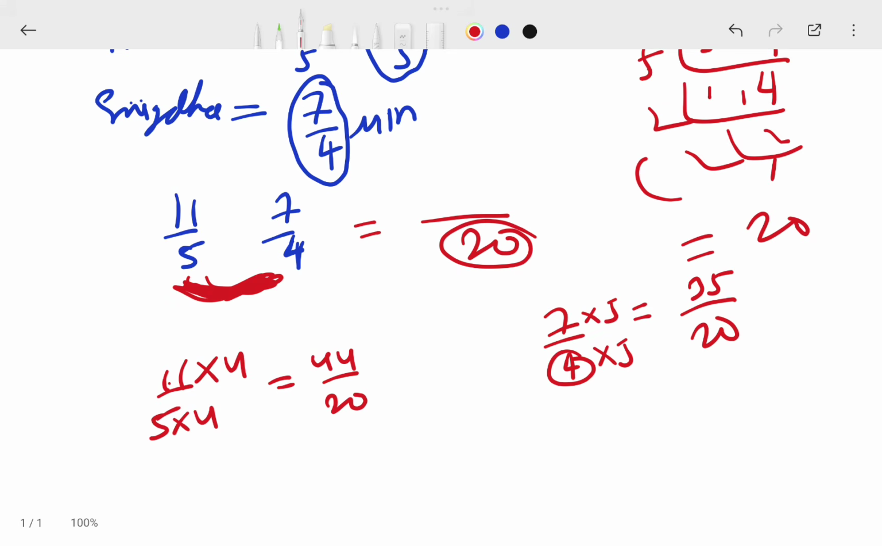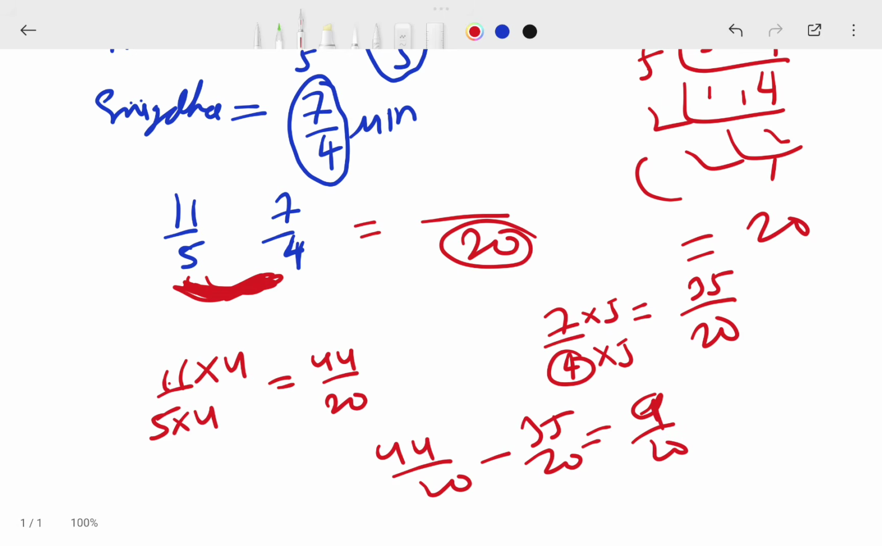So both of these: one is taking 44 by 20 minutes, and the other is taking 35 by 20. If you subtract, it is going to be 9 by 20 minutes. So it means they differ by 9 by 20 minutes.